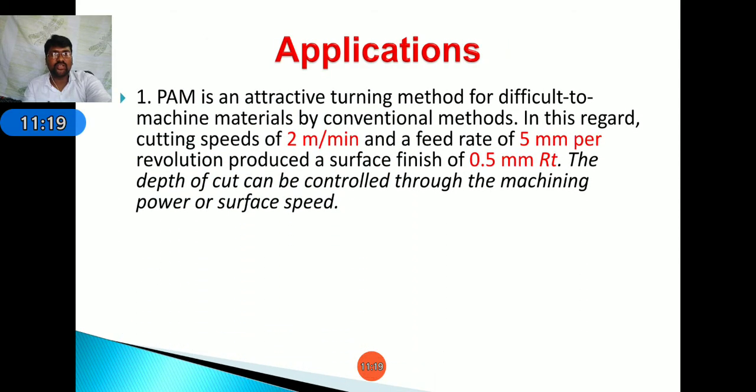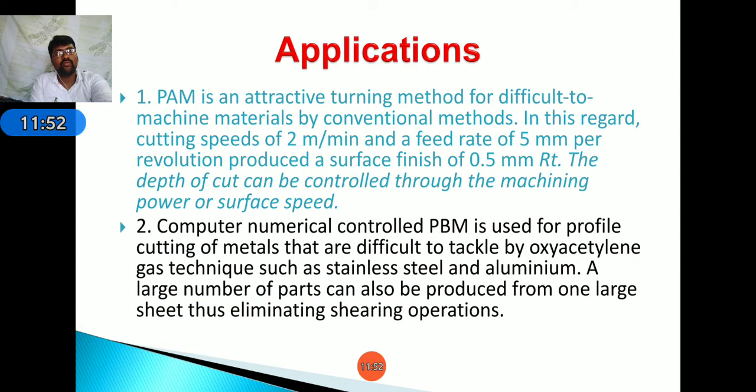Next, coming to applications. PAM is an attractive turning method for difficult to machine materials compared with conventional methods. In this regard, a cutting speed of 2 meters per minute and a feed rate of 5 per revolution produce a surface finish of 0.5 RT. Therefore, the depth of cut can be controlled through the machining power or surface speed. This is one of the applications of PAM.